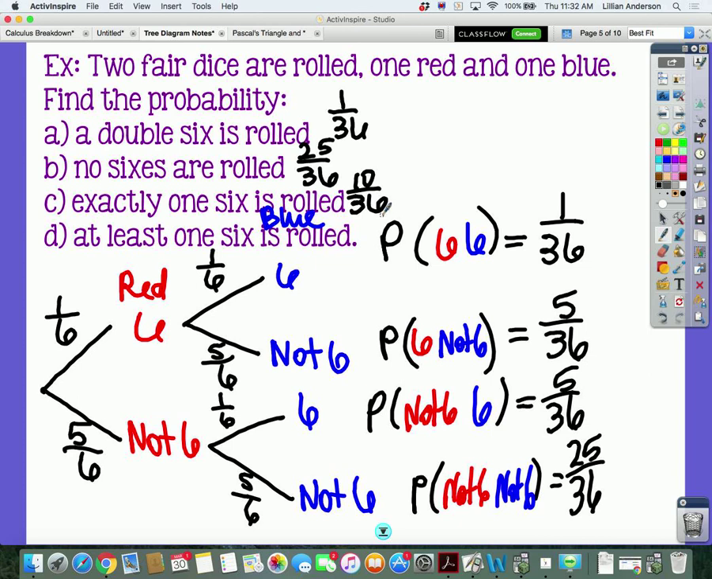And now D says at least one 6 is rolled. Be careful, at least 1. So that's all the options that have at least one 6 in them. Oh, so that's the first 3? That's the first 3, which is what? 11 out of 36. That's your answer to D.